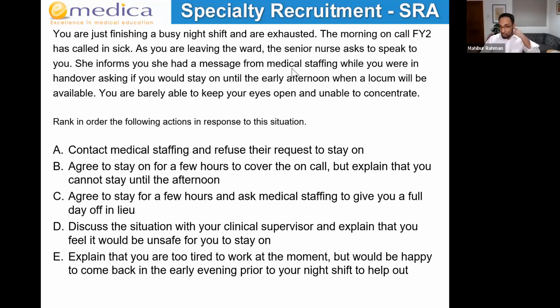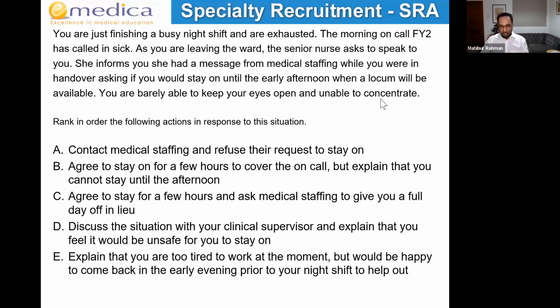Right now, medical staffing has said, would you stay on until the early afternoon when a locum will be available? So they found someone, but it's going to take them till the early afternoon. So it's the morning now. That's several hours, isn't it? They're asking you to do a whole morning and then some of the afternoon, but you're barely able to keep your eyes open and you can't concentrate. So it's not safe for a doctor that tired to be seeing patients, right?